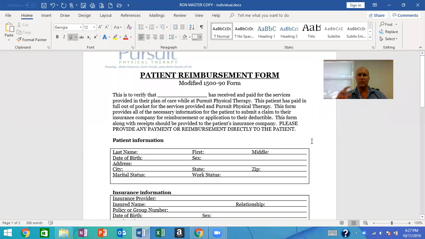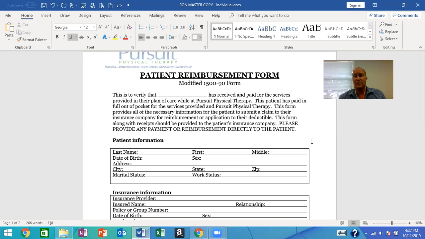Okay, so let's go over what your reimbursement form, or some people call it a superbill, should entail to get your patient the best opportunity to be able to get reimbursed for your cash-based services. A lot of standard clinics will use a 1500 form. So I just kind of modified that.